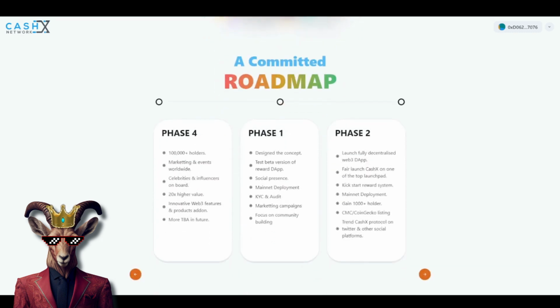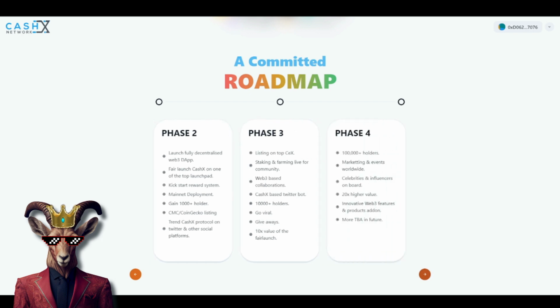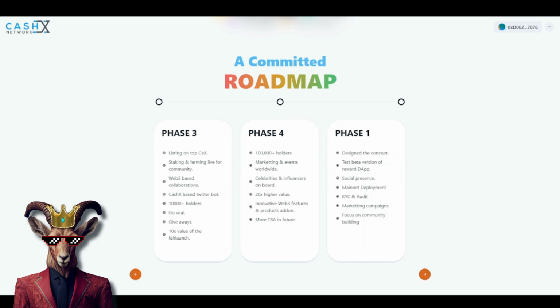And then they have a committed roadmap. So we have a lot of different phases here. So like designing, KYC, audit, launch, fully decentralized DApp, fair launch, right? Kickstart reward system, CoinMarketCap, CoinGecko listing, listing on top tier exchanges. We got 20x higher value and a lot more is to come.